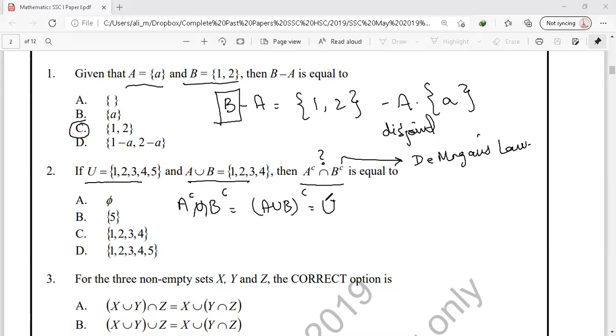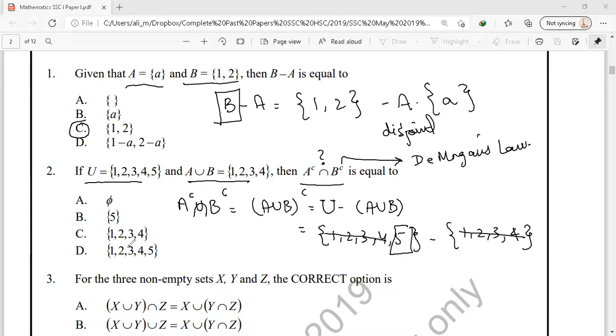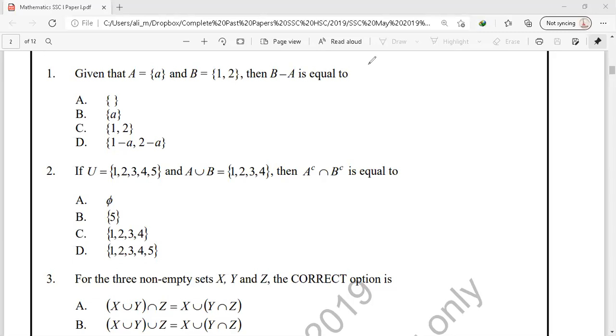So we can find this A union B whole complement by subtracting the value of A union B from the universal set. In the universal set, we have 1, 2, 3, 4, and 5, subtracted with 1, 2, 3, and 4. So after subtraction, 1, 2, 3, 4 will cancel out. We will get only 5. So we have the correct option, that is option B. So let's come to another question.